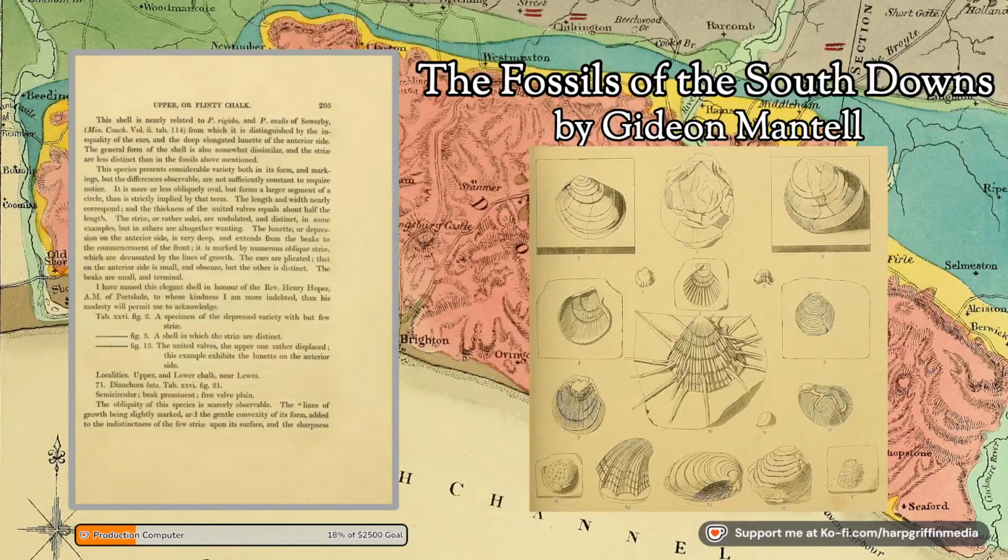Tablet 26, Figure 2. A specimen of the depressed variety with but few striae. Tablet 26, Figure 3, a shell in which the striae are distinct. Tablet 26, Figure 15. The united valves, the upper one rather displaced. This example exhibits the lunate on the anterior side. Localities: upper and lower chalk, near Lewes.